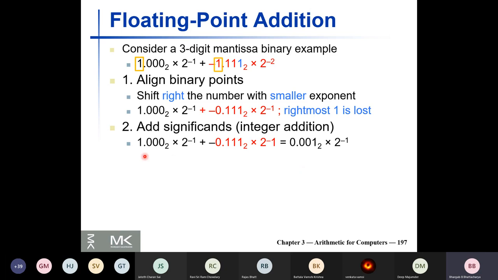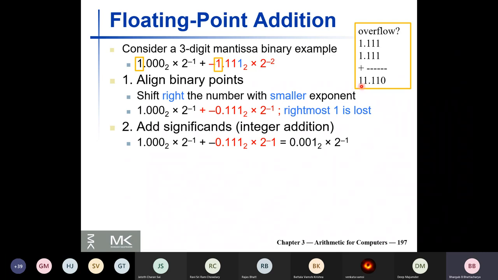See, you have 1 point something here, the bigger one. The bigger one is 1 point something, right? And the smaller one, after shifting, should be 0 point something, right? Anyway, what could be the maximum value of these 2 numbers? This is 1.11 something, and this is 1.11 something. So if I do this integer addition, in the worst case, you can have this kind of thing, right?